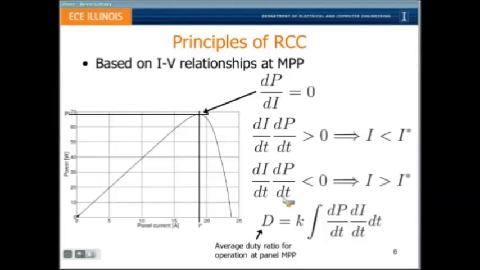at which we're operating. If we're at some location here less than I prime, and we're increasing the current flowing into the converter, and power is also increasing, we know that the product of those derivatives is greater than 0, and we're operating at some I less than the optimal value. Conversely, if I continues to increase and power falls, this product is negative, and we're operating at I greater than I optimal. So we can take the product of these derivatives and use an integral control law to obtain iteratively the optimal duty ratio at which our converter should run.